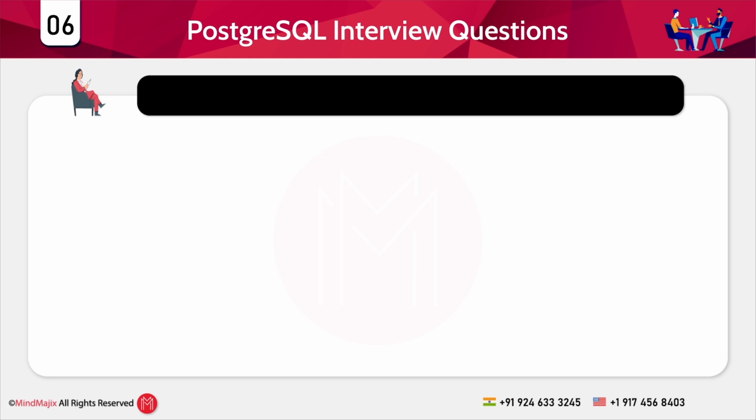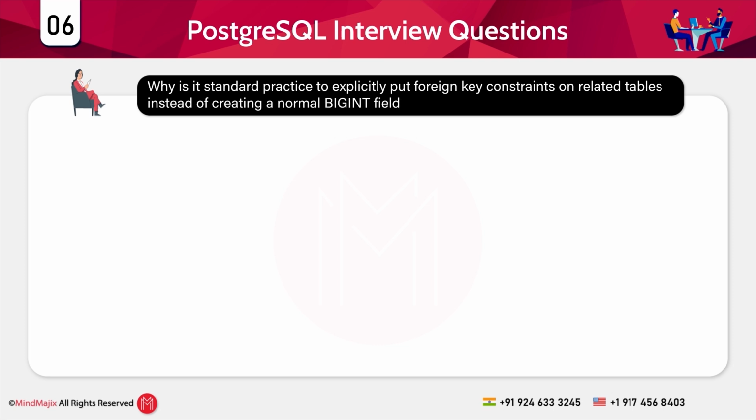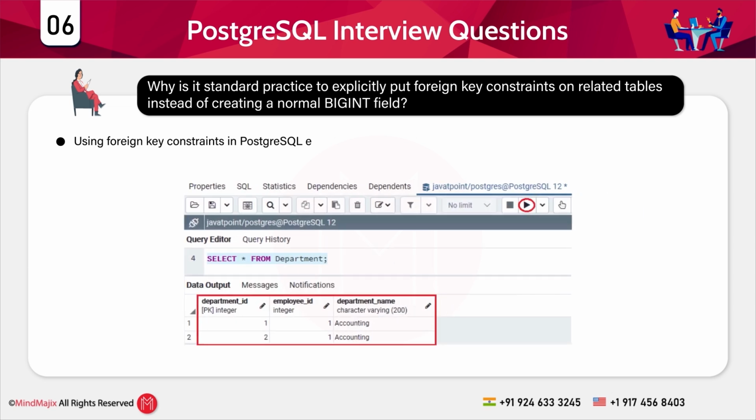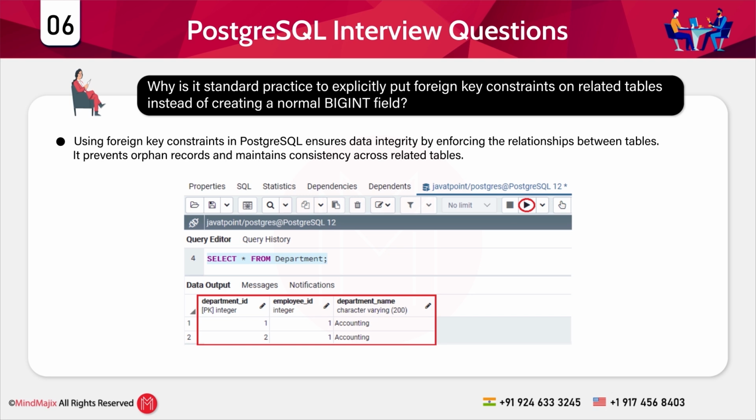The next question is, why is it a standard practice to explicitly put foreign key constraints on related tables instead of creating a normal bigint field? And when considering foreign key constraints, when should you consider a cascade delete or a set null? So why do you use the foreign key constraint in a Postgres database? This ensures data integrity by enforcing the relationships between the tables. Also, it prevents orphan records and maintains consistency across the related tables that are present in the database.